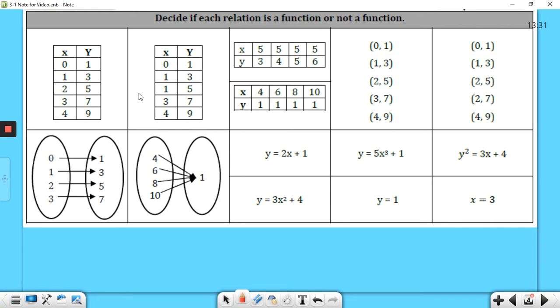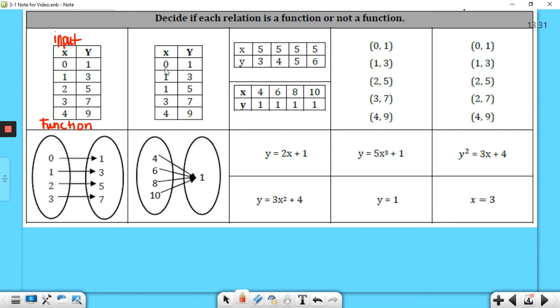Okay, so let's look at some different types of relations here. We're going to look at some t-tables first. What we want to do is look at the x values, and remember, these are our inputs. What we want to see is if there are any repeated x values. Well, all of these x's are unique. So because we have no repeated x values, we have a function. So you want to concentrate on your x values, and sometimes you have to look at the y values, but we'll talk about that in a minute.